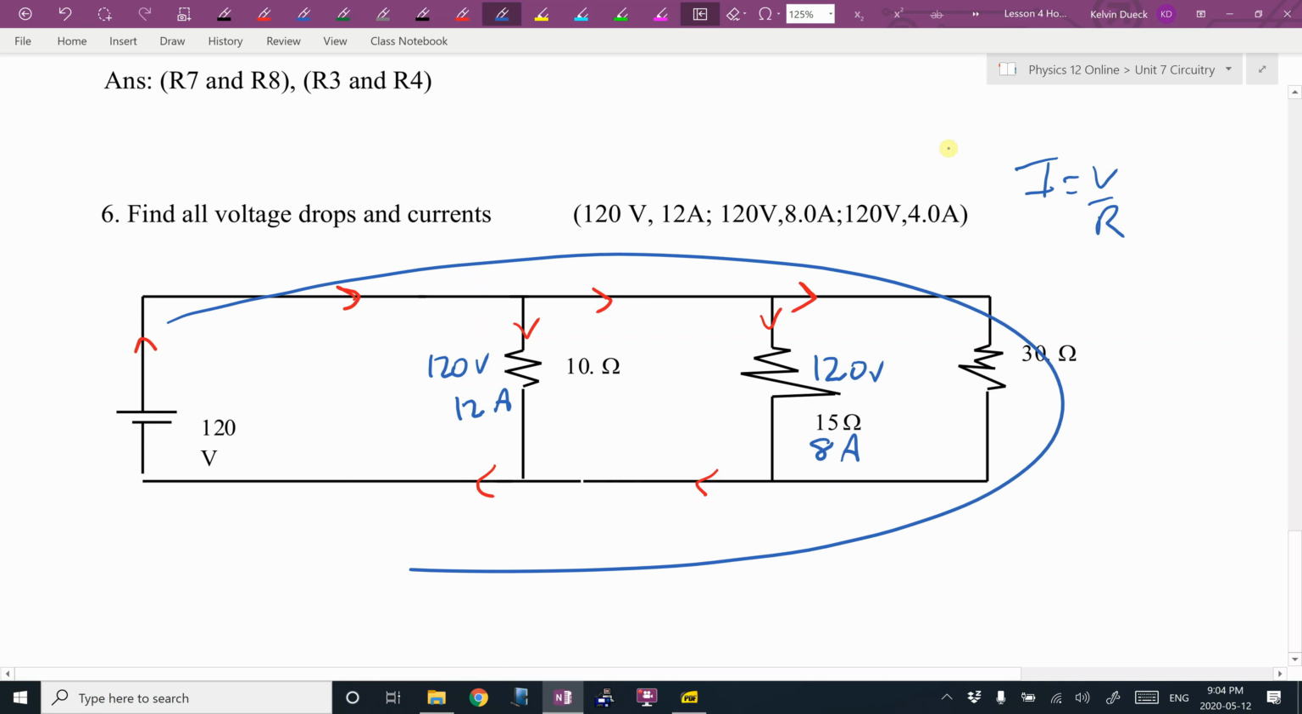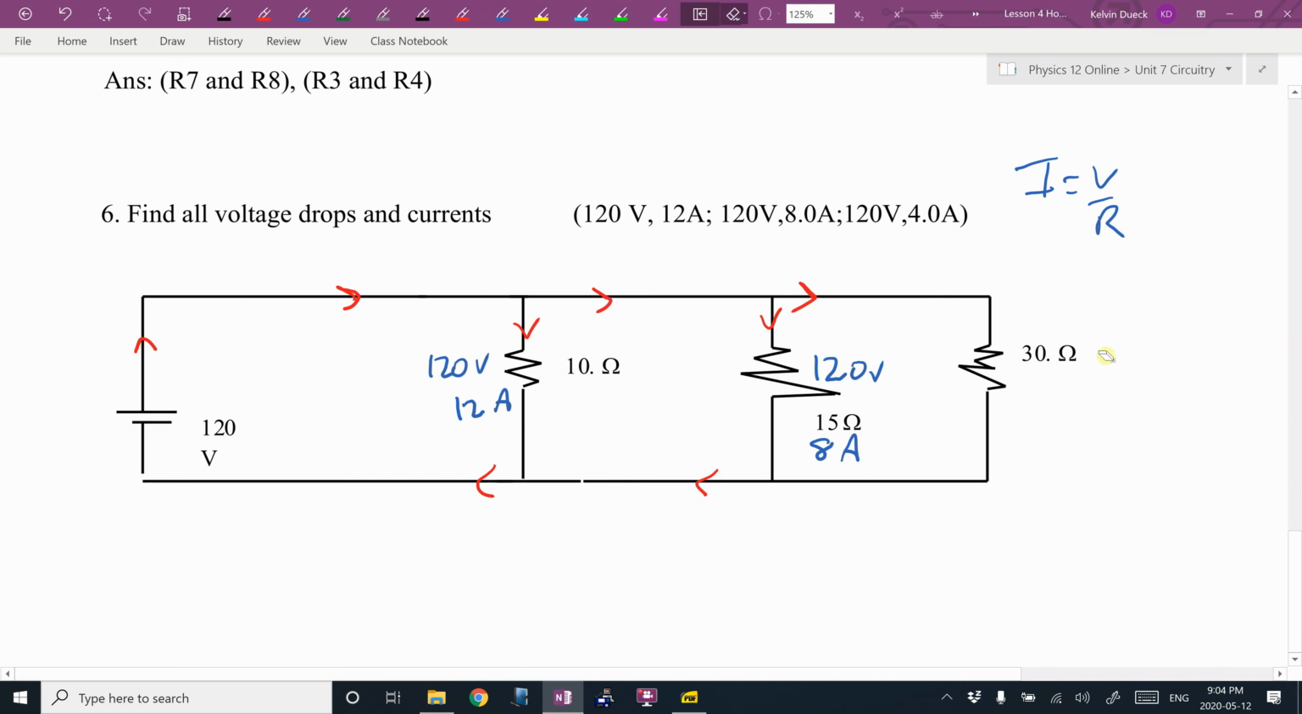I can do the same thing in this outer run here. I gain 120 volts. Whee! And that gets me to the bottom. Now, this bugs some students because some students say, Mr. Dewick, this circuit has 360 volts from a 120 volt battery. No, it doesn't. Every closed loop that leads back to the battery only uses up 120 volts.